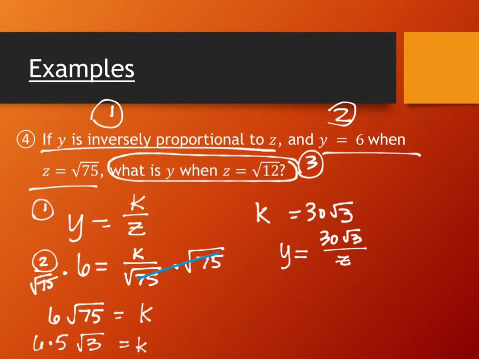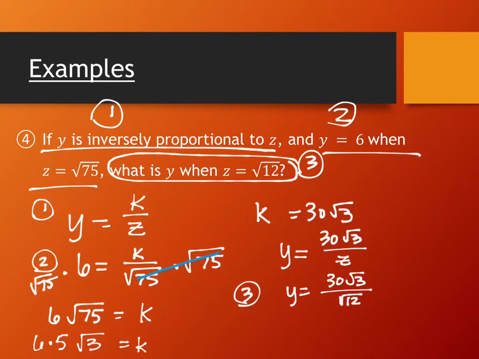Good? All that so far is just like we did in the last two problems. And then step 3 is to take the new information that they give us down here. So where they told us that the z is the square root of 12, and we're going to put square root of 12 in for z here. Okay? And we're going to correspondingly then solve for y. So I have y equals 30 square root 3 over now the square root of 12.